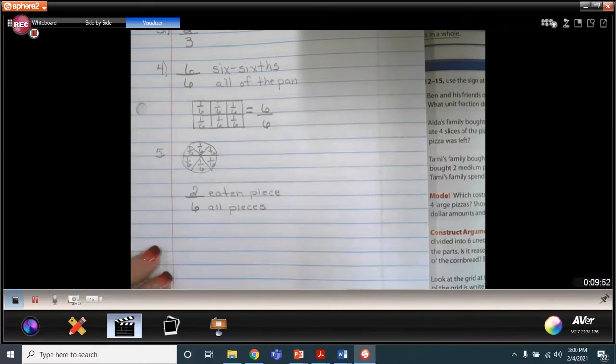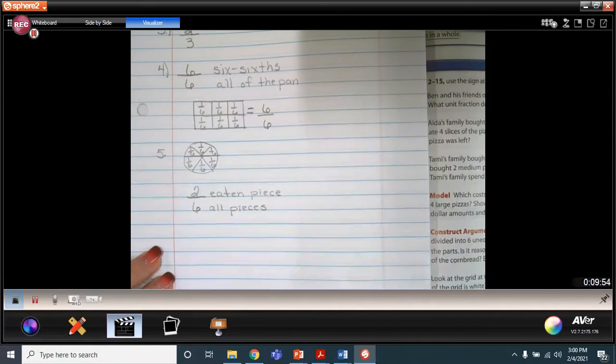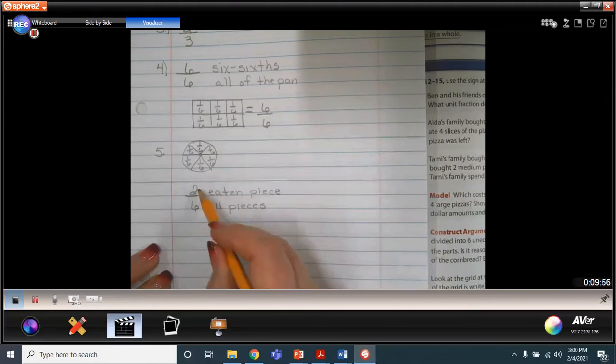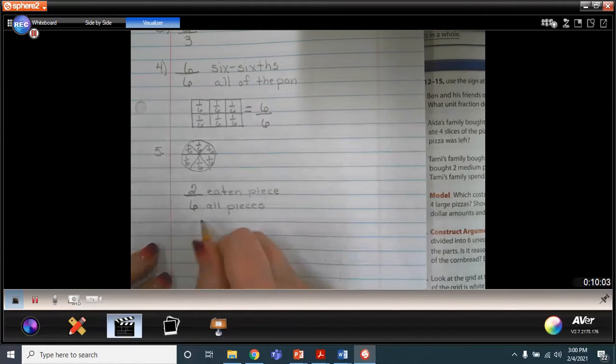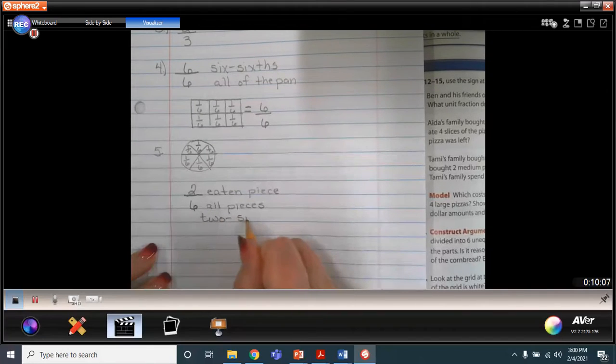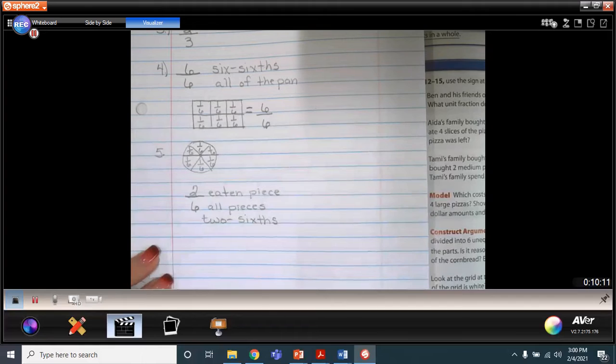So now, when I write my fraction, I can write my fraction. 2 pieces were eaten of the 6 pieces. 2 of the 6 pieces. Now, to write that as words, we would write it as 2/6. 2/6 of the pizza was eaten.